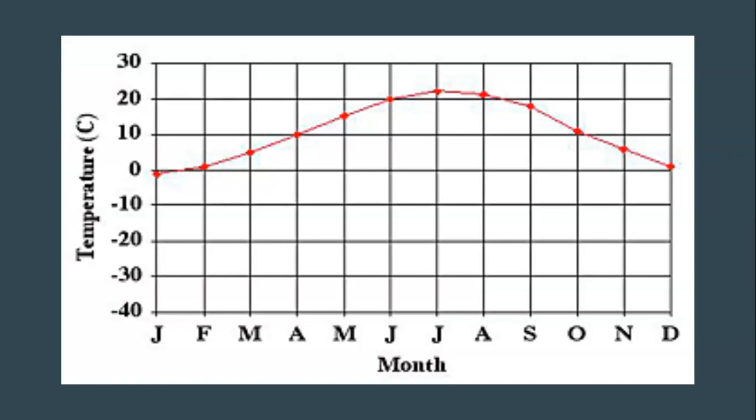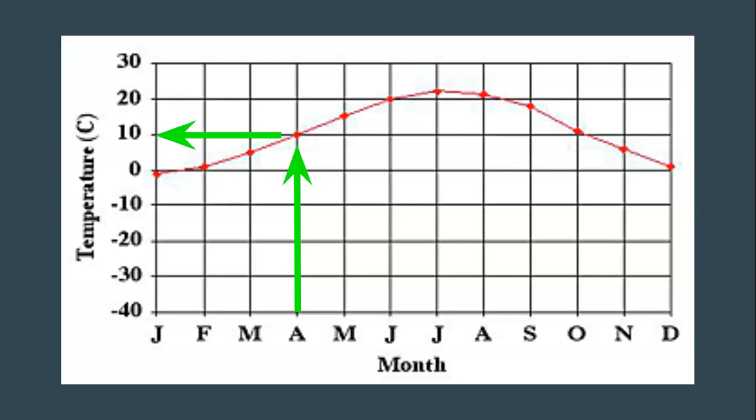Now, how do you read a graph like this? Well, you can do it one of two ways. First, I might ask a question such as, what's the temperature in April? And that'd be pretty straightforward. You would simply start at April and then look up until you hit the line. From there, once you're at the line, you read across to the y-axis, and you'd see that in April, it's 10 degrees Celsius.